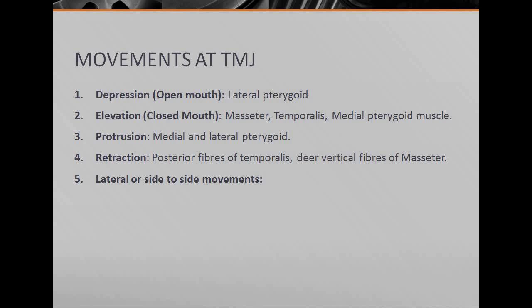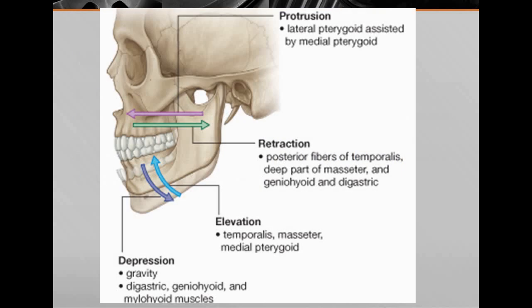The next movement that is possible is protrusion. You can see the arrow in purple color. This moves the whole mandible anteriorly. The principal muscle in protrusion is the lateral pterygoid, assisted by the medial pterygoid. Next is retraction of the mandible. We see the green arrow; the whole mandible moves posteriorly. It is mainly brought about by the posterior fibers of temporalis, the deep part of masseter, geniohyoid, and digastric muscle. So this is how protraction and retraction occur.